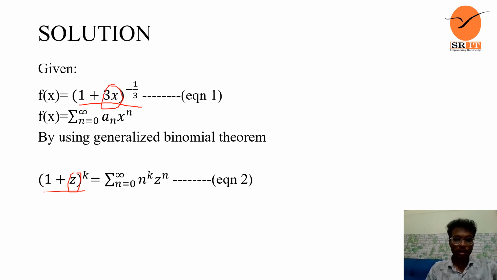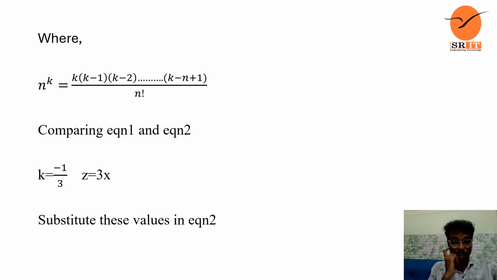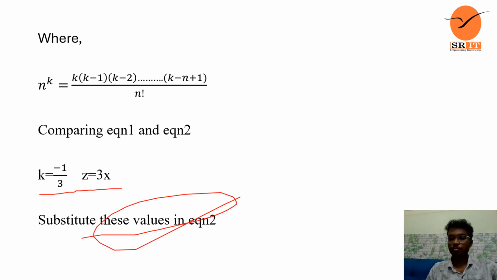And what is k? The k value corresponds to -1/3. We'll know more about this in the next slide. Moving on to the next slide. And C(k, n), this is the generalized formula: C(k, n) = k(k-1)(k-2)...(k-n+1) divided by n factorial. And on comparing equations 1 and 2, as we have already determined, the k value is -1/3 and the z value is 3x. And now we'll substitute these values in equation 2.